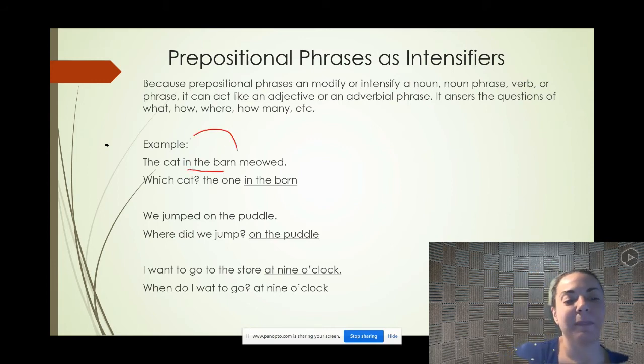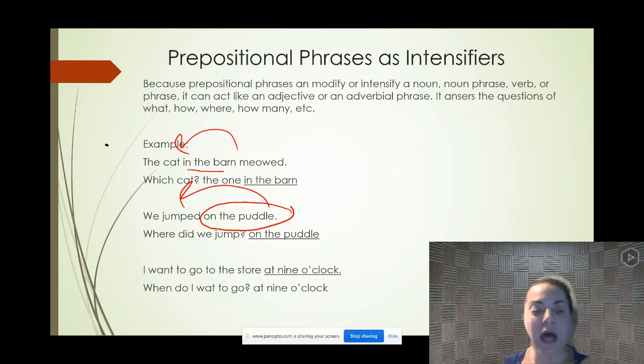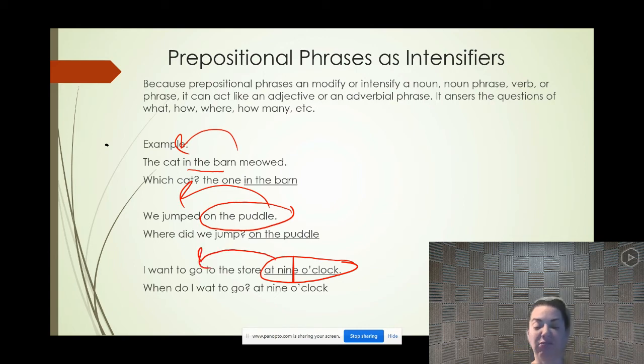Okay. We jumped on the puddle. Where did we jump? On the puddle. Okay. I want to go to the store at 9 o'clock. At 9 o'clock is our prepositional phrase telling us when I want to go.